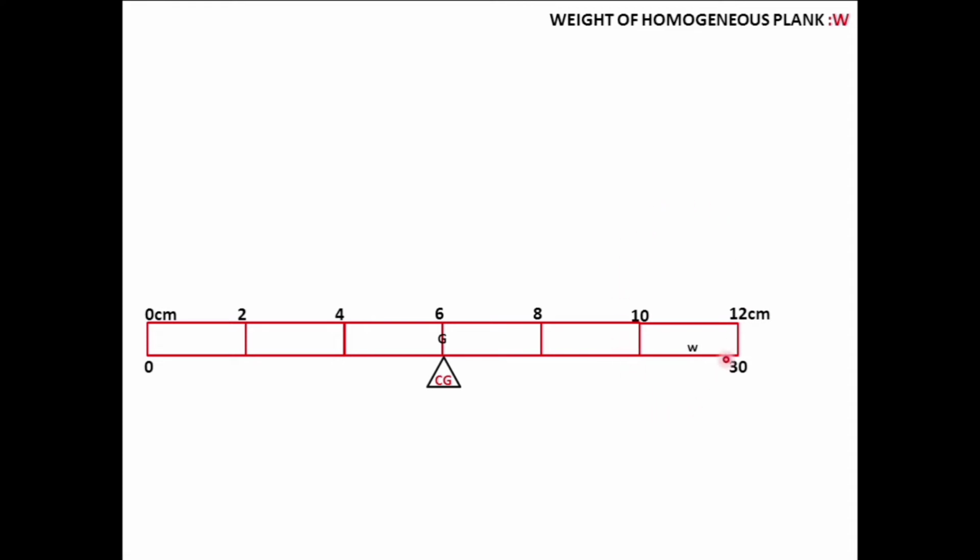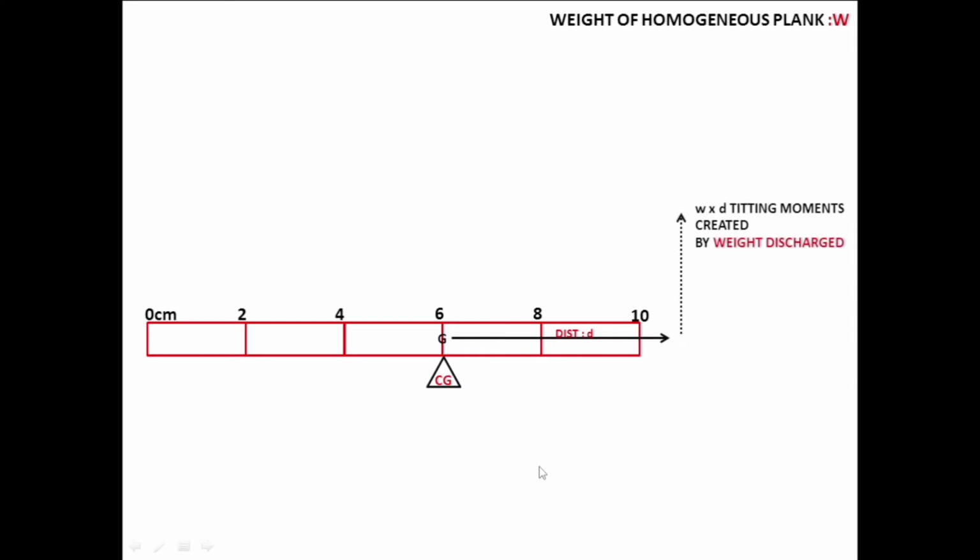Now this part of the homogeneous plank would have a certain weight, which I have taken as a small w here, and the weight will be acting downwards from the center of gravity of this block. This is going to be some distance away from the fulcrum, the point around which we are finding the moments, and it will create a moment. If I remove it, it is going to create a certain moment, which is W into D, whatever the weight was, and the distance from the center of gravity.